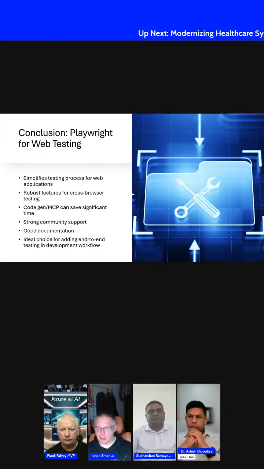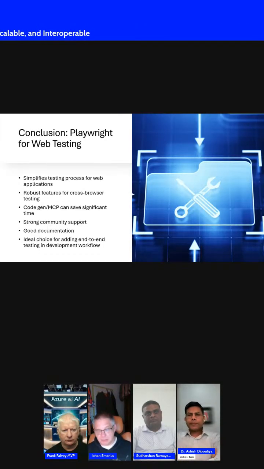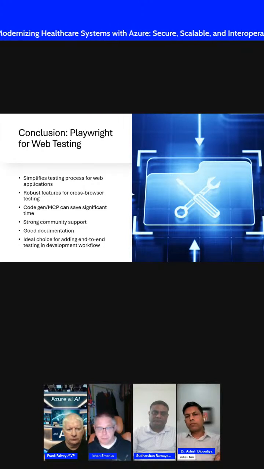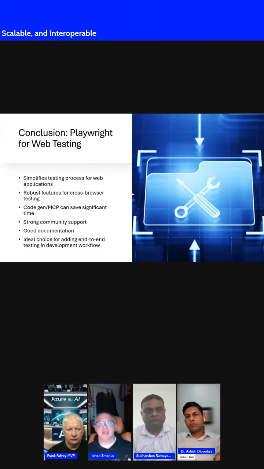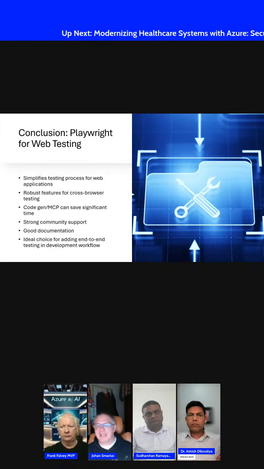Yes, it can cost you a lot of tokens, so you do have to keep a close eye on that one. But then again, looking back, 20 minutes, more than 20 tests, it's way faster than I can write my own tests. The fortunate thing is, for both the MCP server, but also Playwright as a framework, there is good community support, there's good documentation. So from my standpoint, it's an ideal choice for adding end-to-end testing in your development workflow.